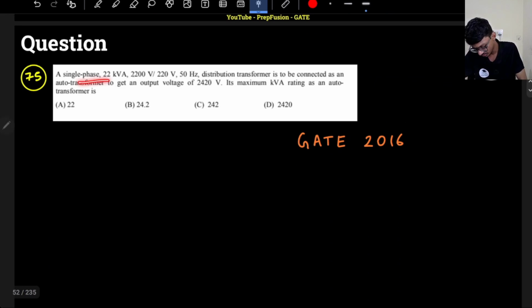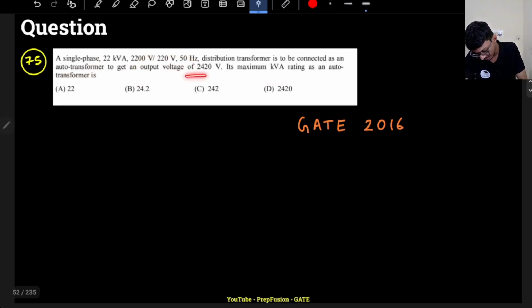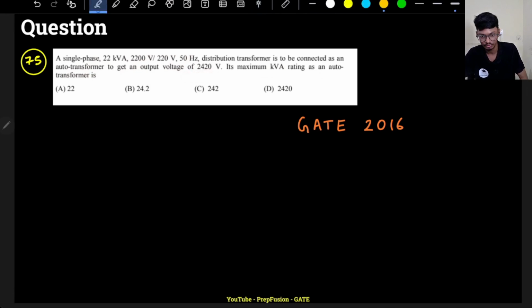So here a single phase 22 kVA distribution transformer is to be connected as an auto transformer to get an output voltage of this value, its maximum kVA rating as an auto transformer. So output voltage I need 2420. Again, I will not repeat. So now I need the maximum kVA rating.